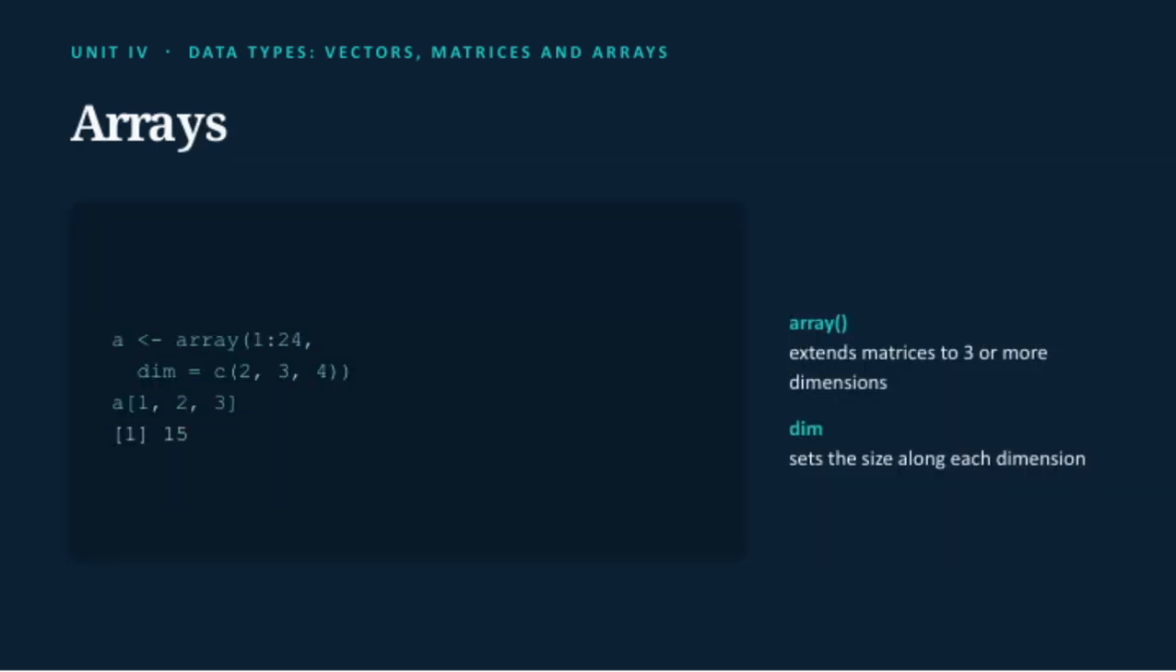Arrays take the concept of matrices a step further. They let us work with 3 or more dimensions. Think of them as multi-layered grids, where each dimension adds a new axis. We define their size using the dim parameter, which sets how many elements go along each dimension. For example, creating an array with dimensions 2 by 3 by 4 lets us organize 24 elements in a structured way. Accessing elements is just like with matrices, but now we specify the position in each dimension.